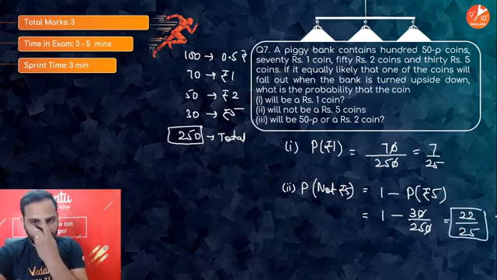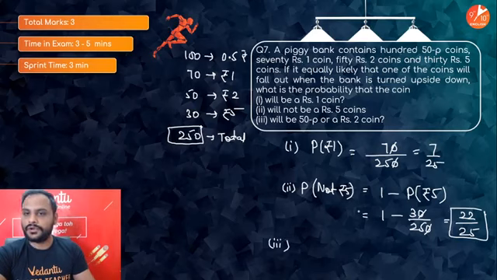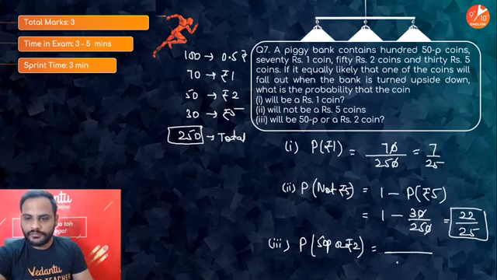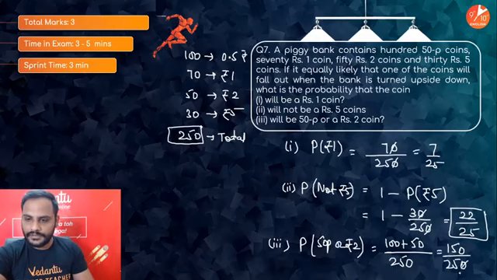Easy. Next will be a 50 paisa or rupees 2 coin. Probability of a 50 paisa or rupees 2 coin, that means either this or that, so we should join both the cases. Out of 250 coins, for 50 paisa we have 100 coins and for rupees 2 we have 50 coins. That is 150 upon 250, which is equal to 3 by 5.